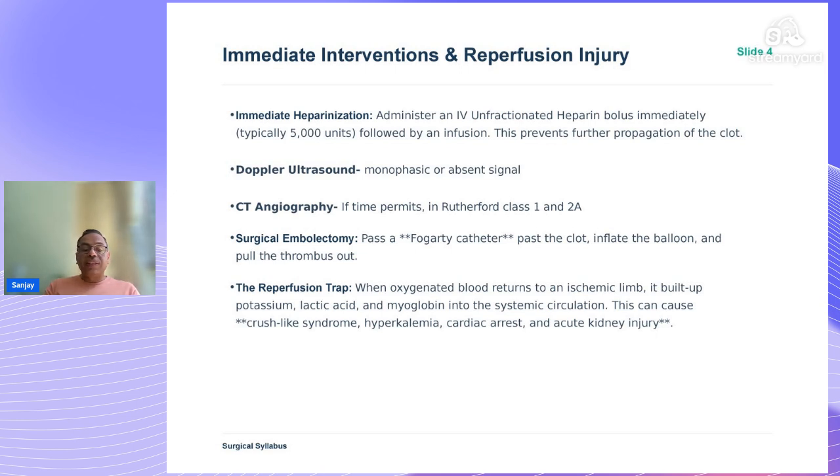This causes a typical crush syndrome like picture where there is hyperkalemia, metabolic acidosis or lactic acidosis, and myoglobinuria. This reperfusion syndrome, with all these toxins released into the circulation, can lead to acute kidney injury with renal failure, or it can even lead to cardiac arrest because of hyperkalemia. So, this reperfusion syndrome should always be kept in mind as a clinician, and you should be ready to tackle this.